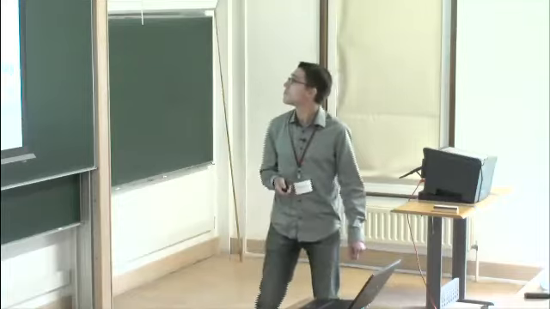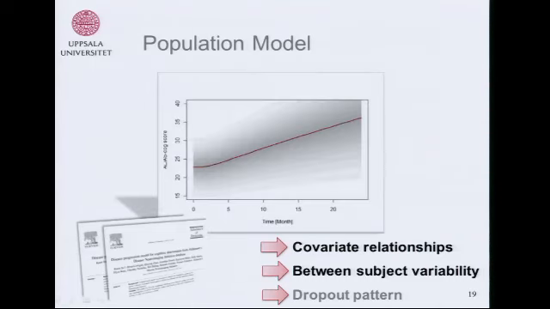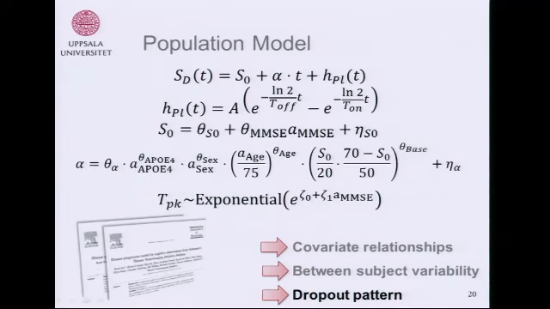And then on top of those covariates that explain some of the variability that we encounter during the trial, we also have those two random effects on those parameters. So if we include them into our model, we are actually able to describe a whole population of patients. The third component from the population model was a dropout pattern.